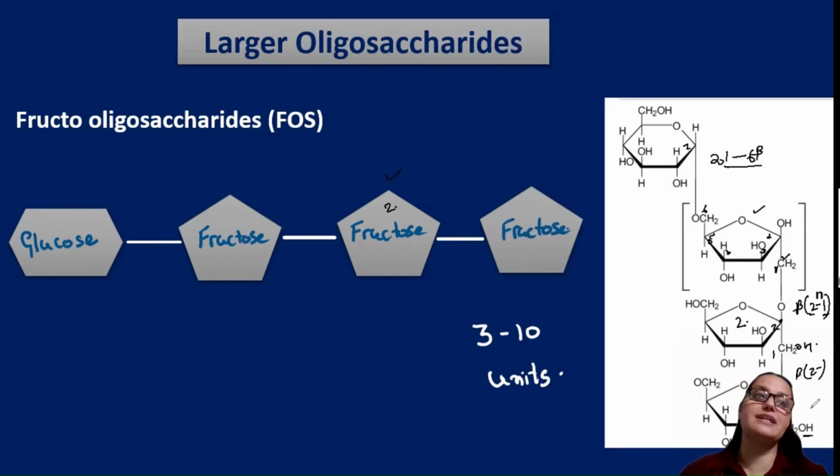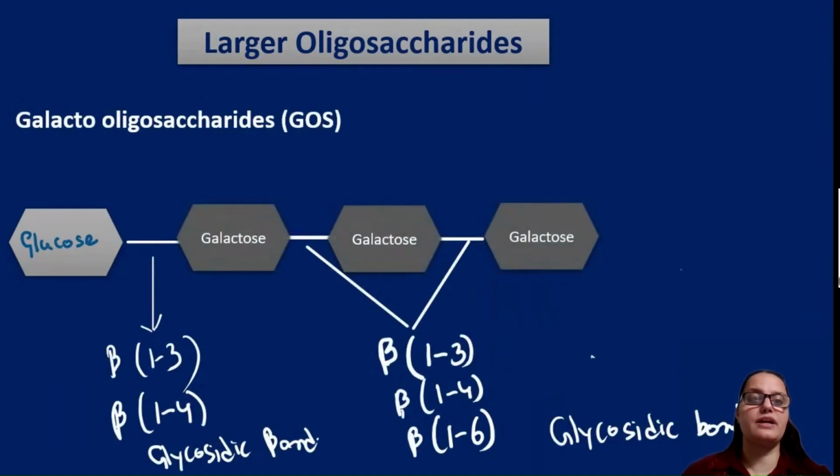A similar structure is there with another well-known oligosaccharide, which is basically the galacto-oligosaccharide. So this is the galacto-oligosaccharide. Over here also, the first unit is always glucose, which acts as the first hemiacetal. Then after that, the galactose forms the bonds among themselves only. And these bonds are so varied.